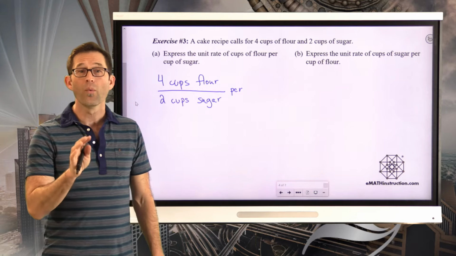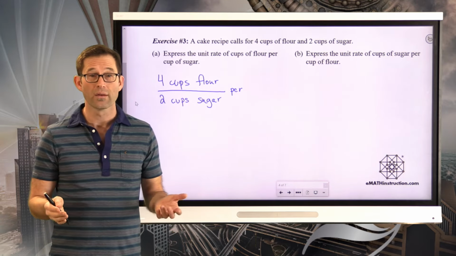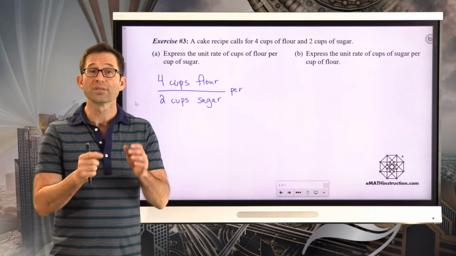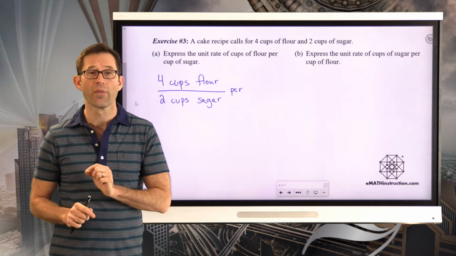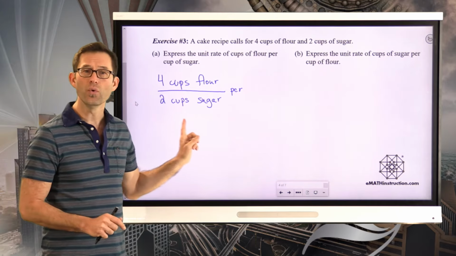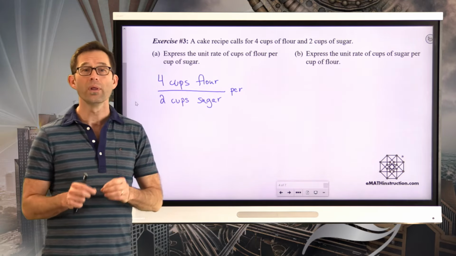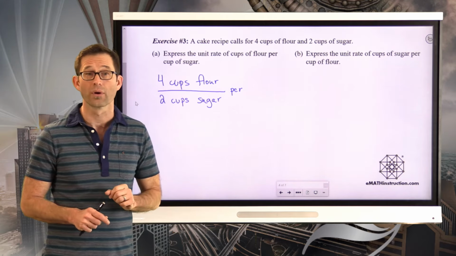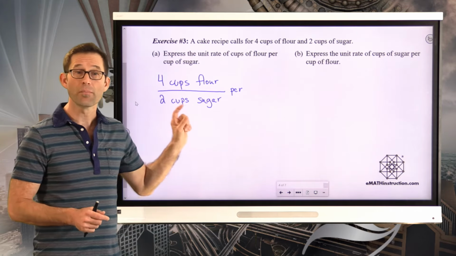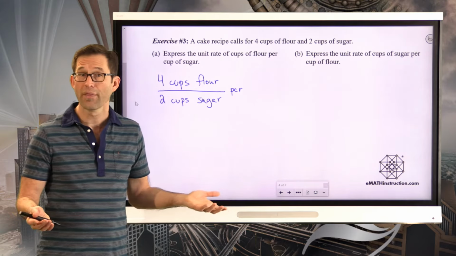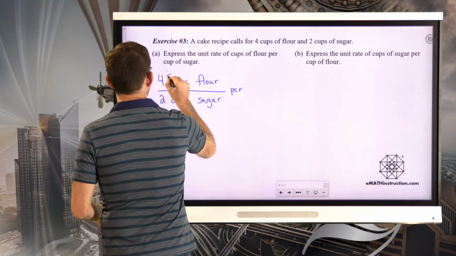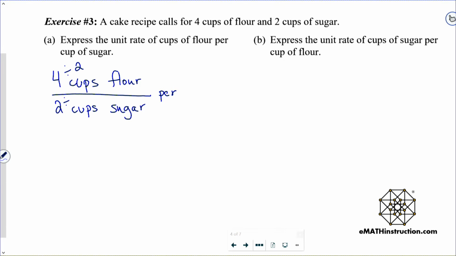Now, remember what we talked about in terms of a unit rate. A unit rate is how many of one thing per a single unit of another thing. So we really don't want 2 cups of sugar down here. What we really want is 1 cup of sugar. Now, of course, we can do that by simply simplifying this fraction by dividing both the numerator and the denominator by the number 2. So we're scaling this ratio down so the denominator simply has a unit of 1.